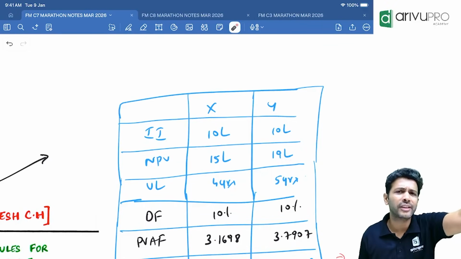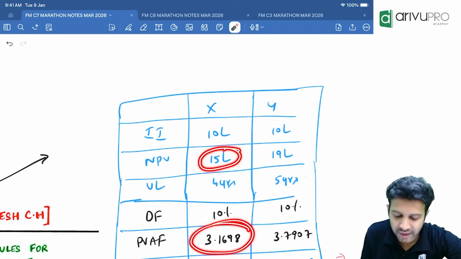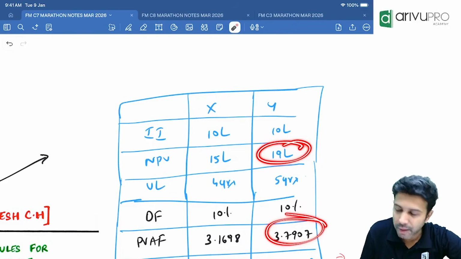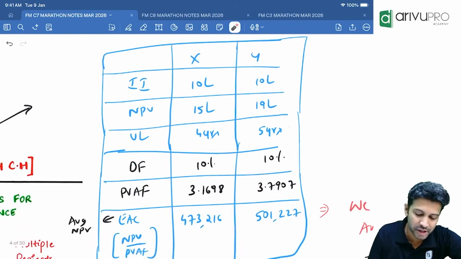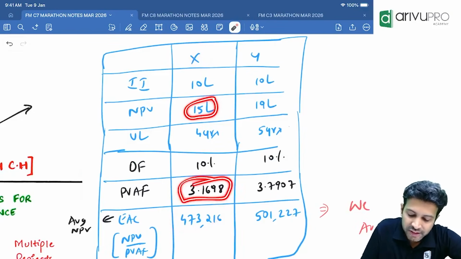Now how do you find that average NPV? Take the NPV and divide by PVAF. Both the cases, you do it for me. How much are you getting? For X, how much are you getting? 15 lakh divided by 3.1698.